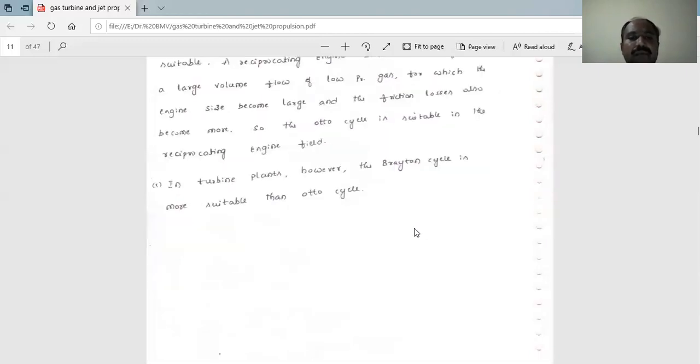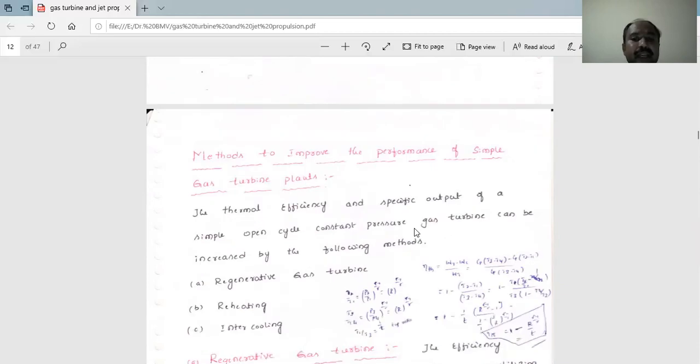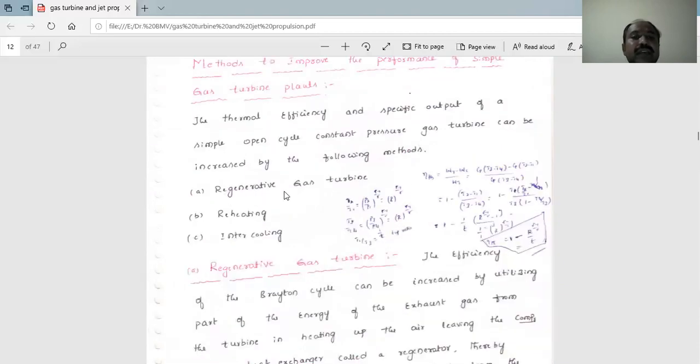Then another important thing here: the methods to improve the performance of a simple gas turbine. Here there are three different methods: the regenerative gas turbine, the reheating gas turbine, and the intercooling gas turbine. These are the three different methods to improve the performance of a simple gas turbine.